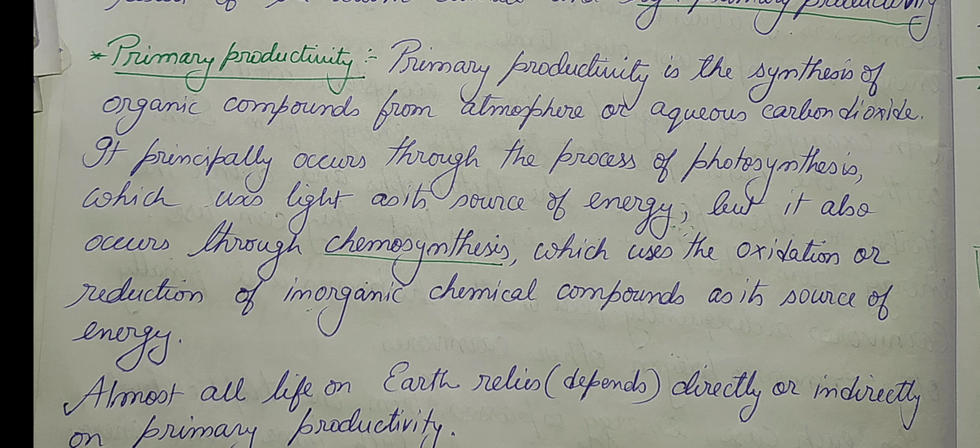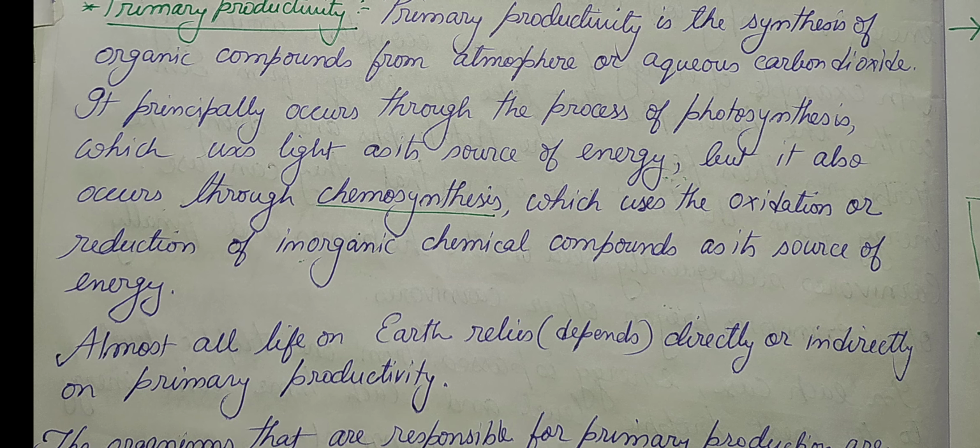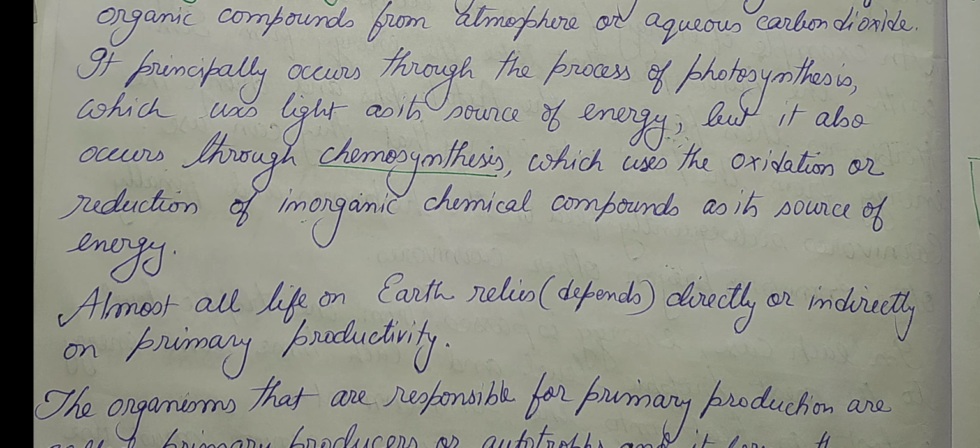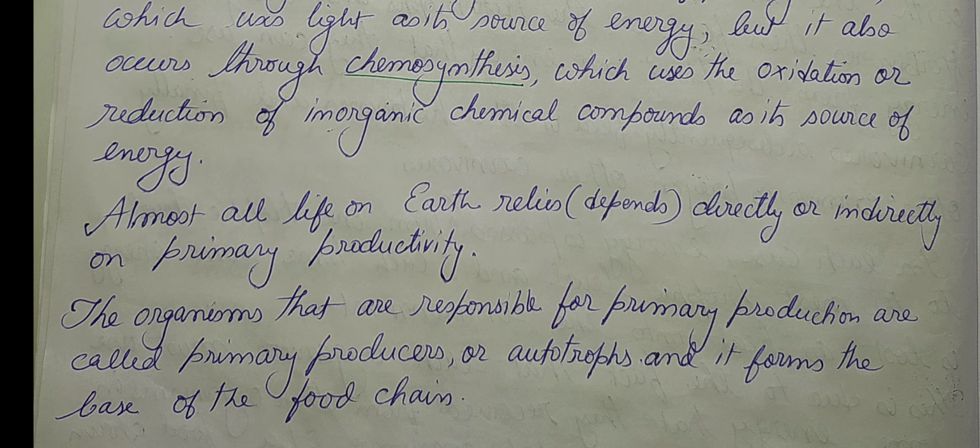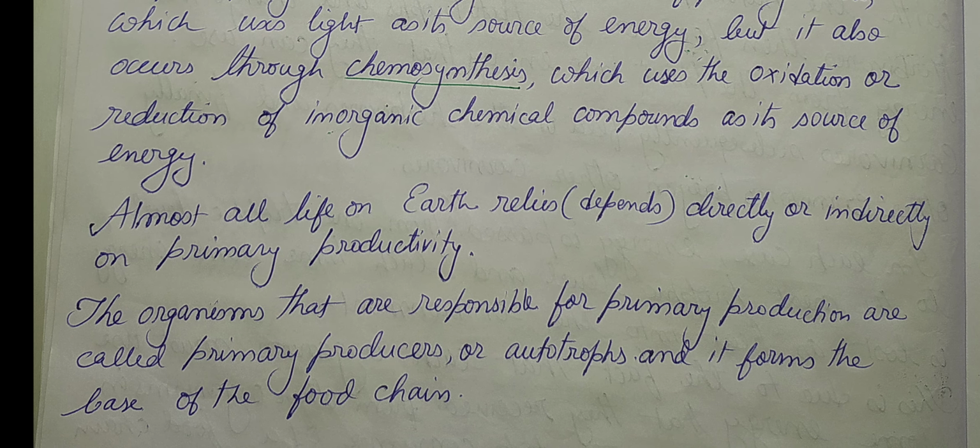And almost you can say that all the life forms on earth depend on this primary productivity, either directly or indirectly. Even the higher carnivorous animals which feed on flesh are also indirectly related with this primary productivity. Otherwise, how will the primary consumers form? They will not get food to eat if primary productivity is not occurring. Okay. Now, the organisms involved in this primary productivity or production are called primary producers, right?